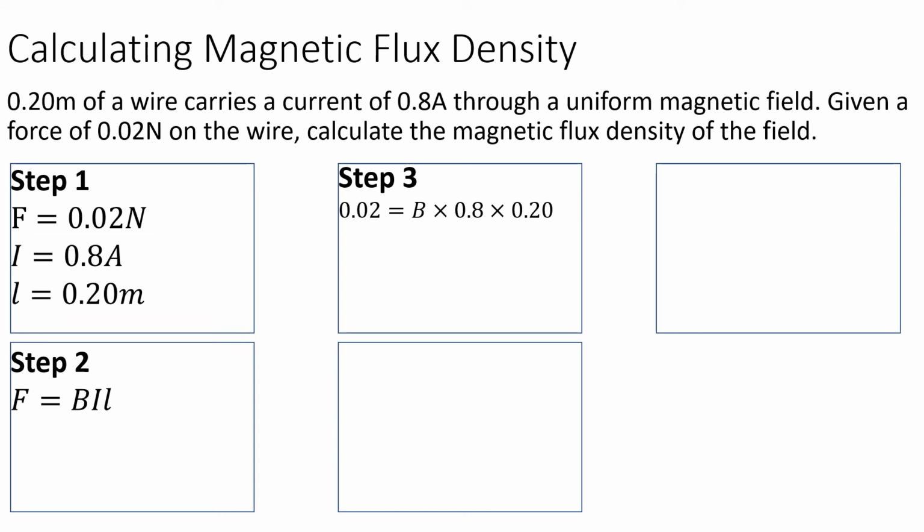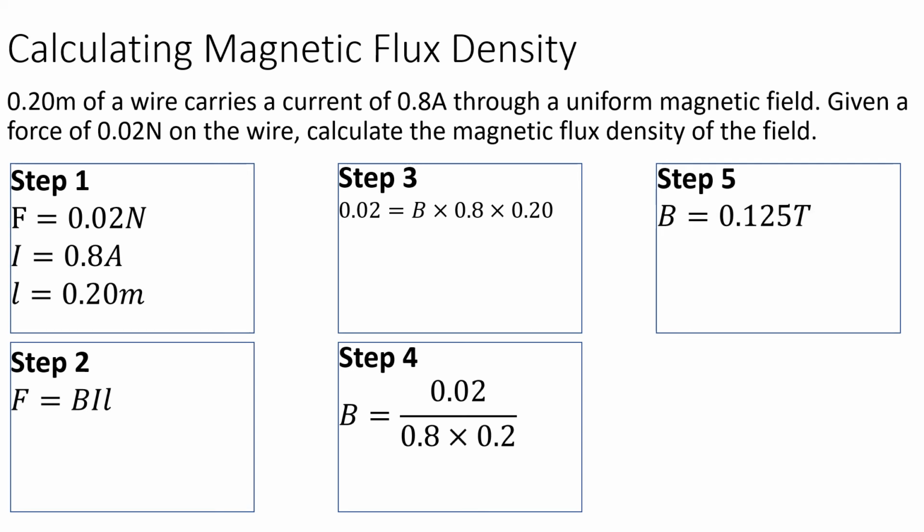Now this time we don't have B on its own, and we want to make B, the magnetic flux density, the subject of the formula. So since it's B times 0.8 and times 0.2, we're going to divide by 0.8 and 0.2 using the rule of inverse operations from maths. This gives us that B is equal to 0.02 divided by 0.8 times 0.2. And this gives us an answer of 0.125 teslas. Copy this down and prepare for the next question.